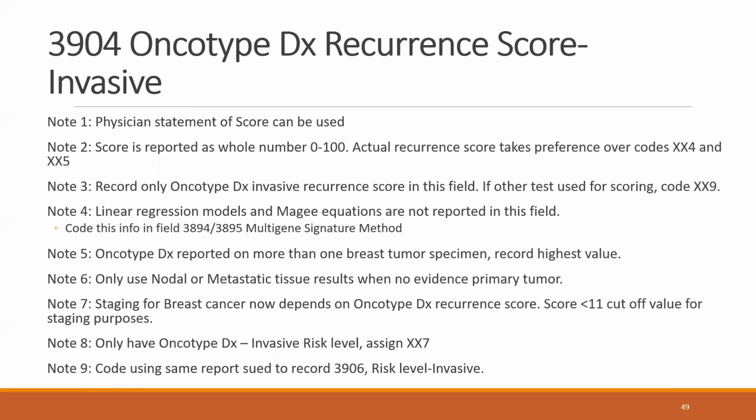Here's the notes for Oncotype DX score invasive. You're looking for the score on the report. It's pretty clear. It's a special report. It's not going to be a dictated report. Or if you find this in a physician summary, he will say Oncotype RS, recurrence score 20. That would be the number that you're looking for. If you don't have that report, then you're going to code the XX9.